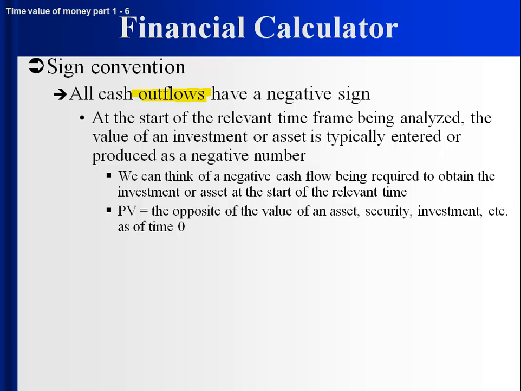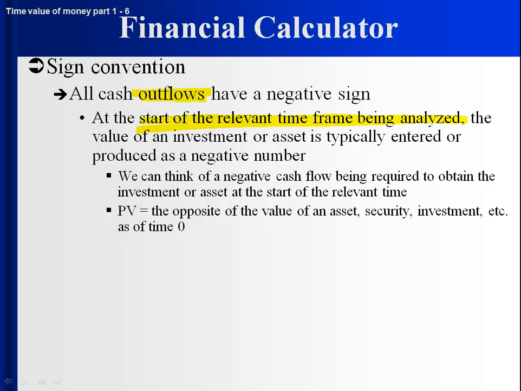The second part, and this is where it gets a little more confusing at times: if you're at the start of the time frame being analyzed, the very beginning of your analysis, suppose we already own an asset, we already have an investment, we already have money in our account. When we enter that into our calculator, we enter it as a negative number. A way to think about it is, okay, I have $100 in my bank account. How did it get there? At the beginning of the analysis, I put it there. It was a cash outflow.